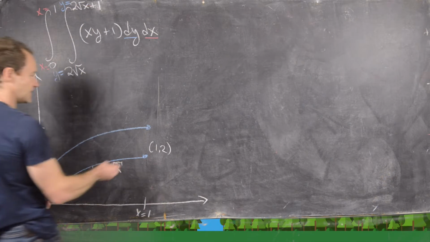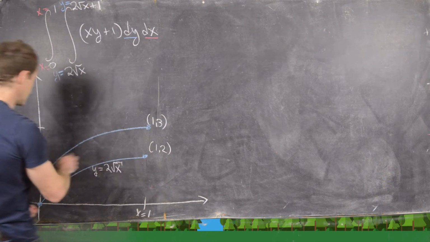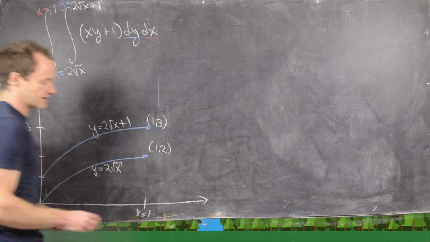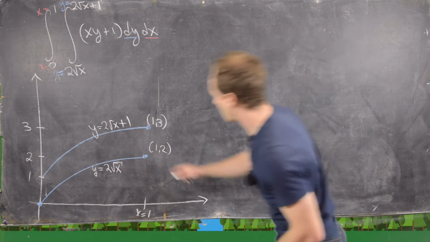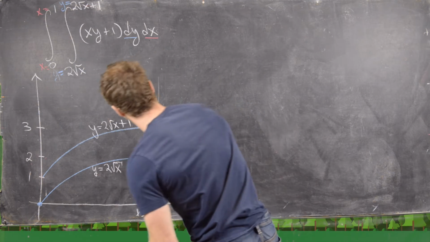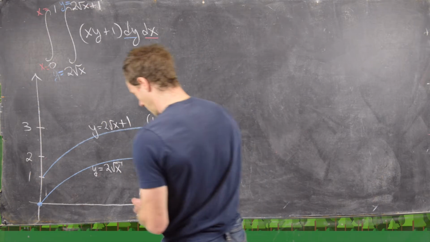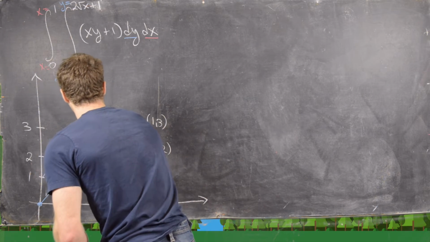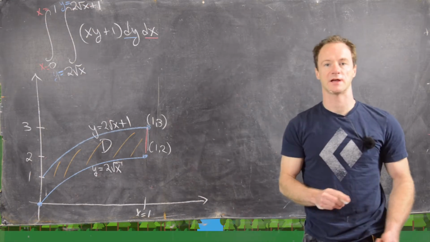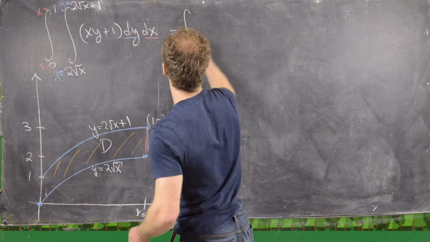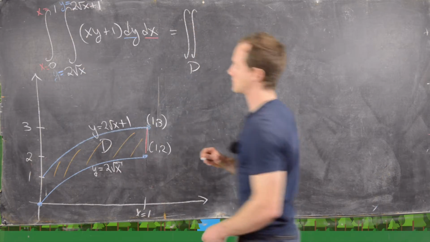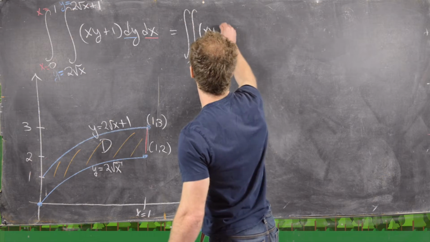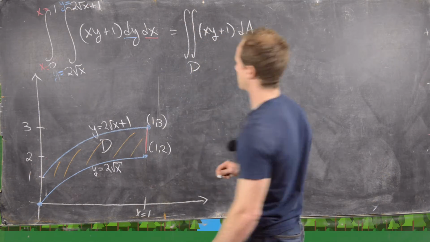Okay, and now notice that this is going to be the point 1, 3, and we can label this curve 2 root x plus 1. Good. Now let's connect these 2 points, and we will shade this in and call this our region D. And now we can express this iterated integral as a double integral over this region D of our function xy plus 1 dA.